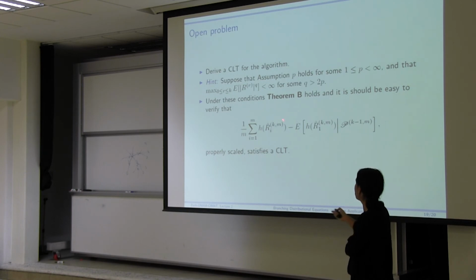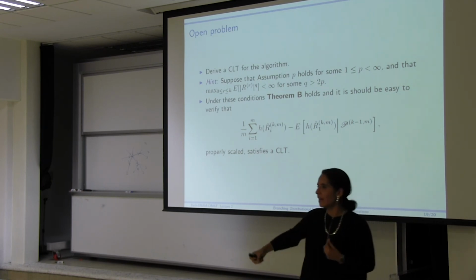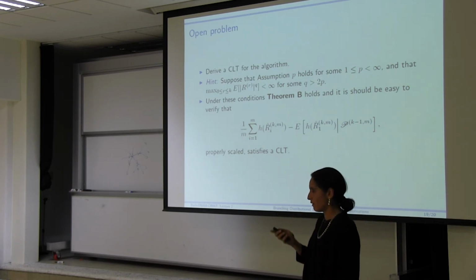Now the question is, we don't want this. We want this without the conditioning, right? Because that's the one that matters. We want to show that if I center this against the expected value of RK, then that satisfies a CLT so that I can construct the confidence intervals. This is one step that I believe is a key element to showing that you have a full central limit theorem for the whole thing.